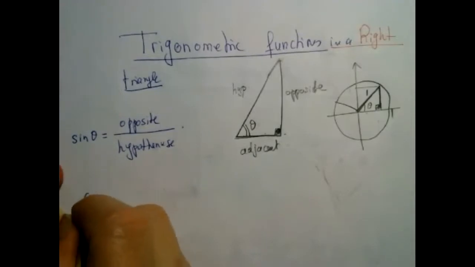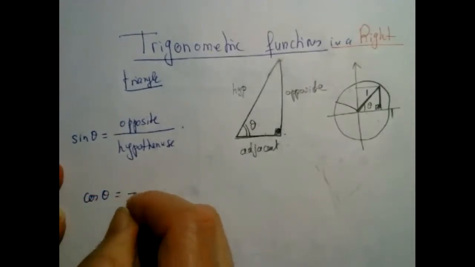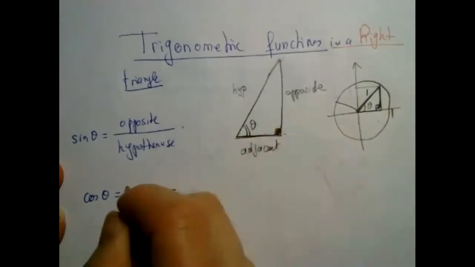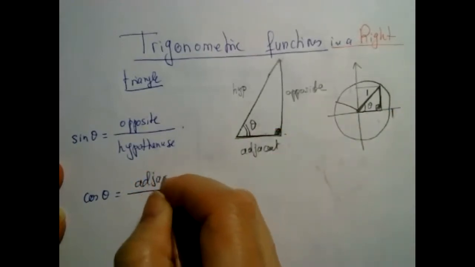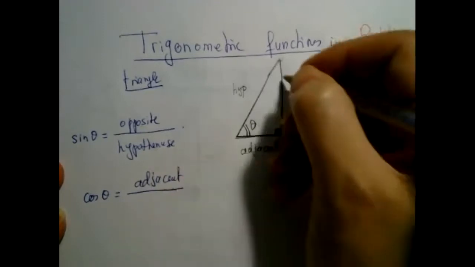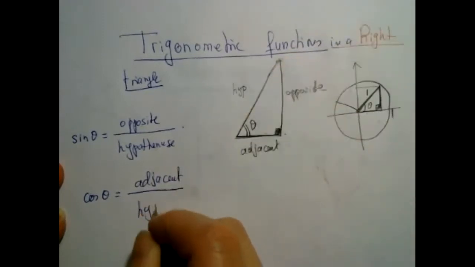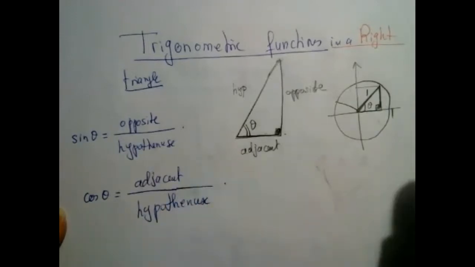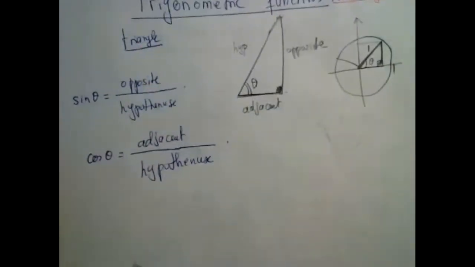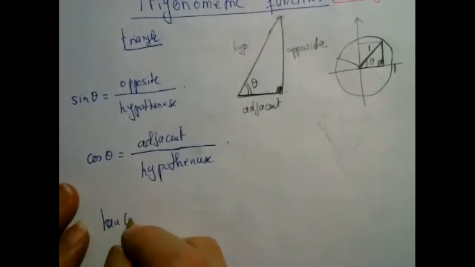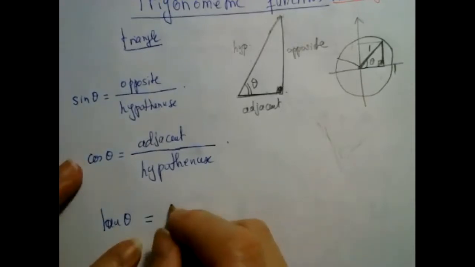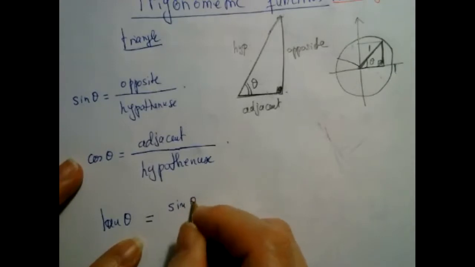Now the cosine. The cosine is defined, here is the x coordinate. It means the adjacent over the hypotenuse. Okay. Now the tangent. The tangent is always sine over cosine. It's always sine over cosine.